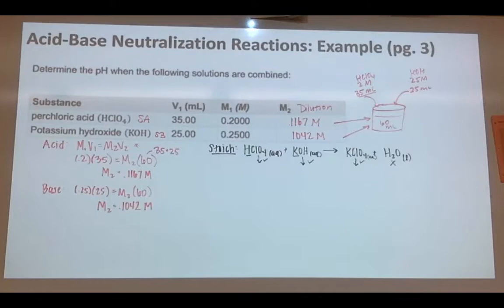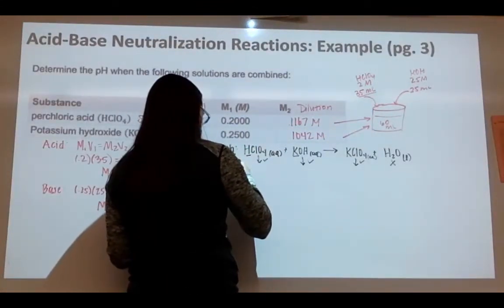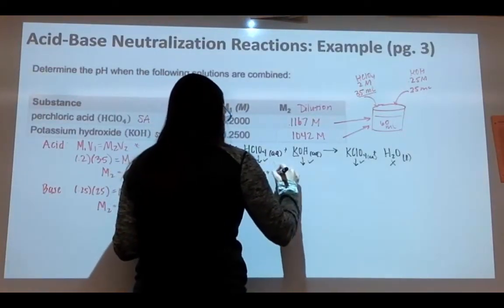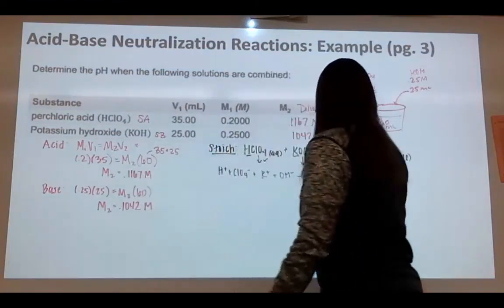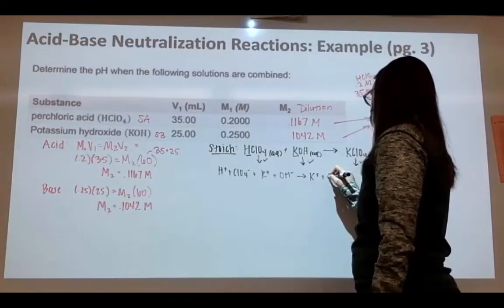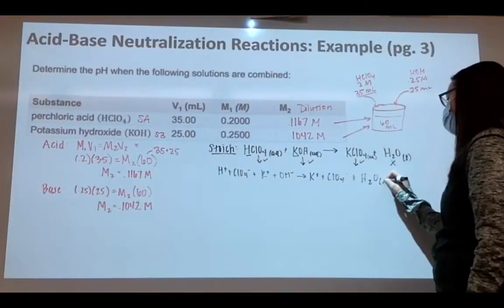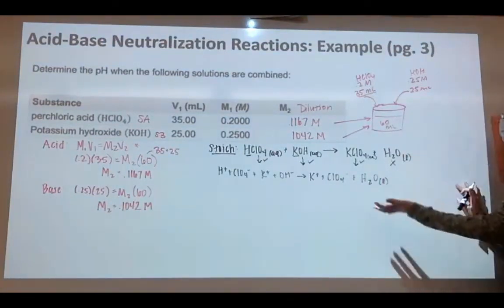So what we can do is separate this into the ions. So we'll have H plus ClO4 minus plus K plus OH minus yields K plus ClO4 minus plus H2O liquid. It's still there, H2O, it just can't break apart.